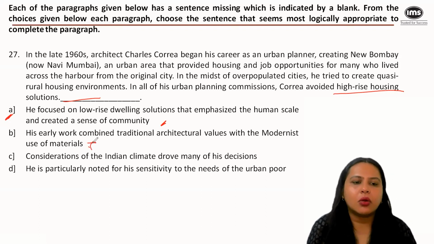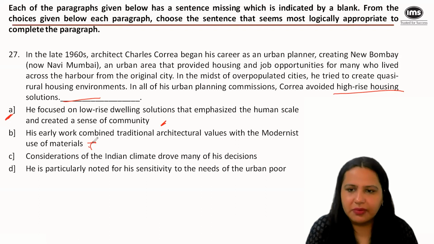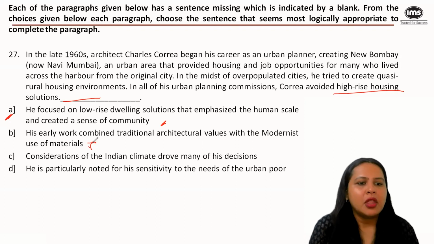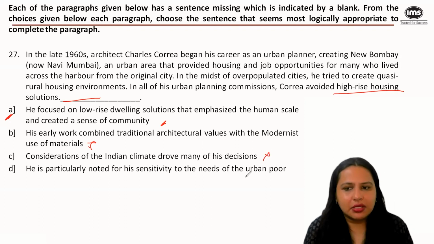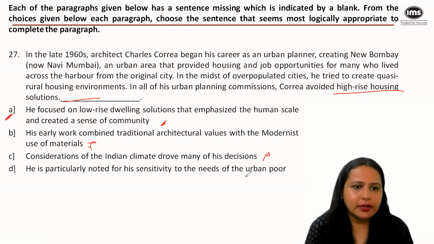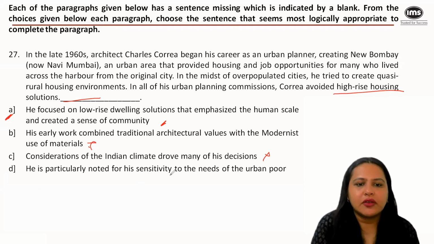We are not talking about what materials he used. The paragraph is not talking about his architectural values either. So option B is eliminated. Option C, considerations of the Indian climate drove many of his decisions. Again, we are not talking about the parameters of his decisions, or why he did that. Next: he is particularly noted for his sensitivity to the needs of the urban poor.